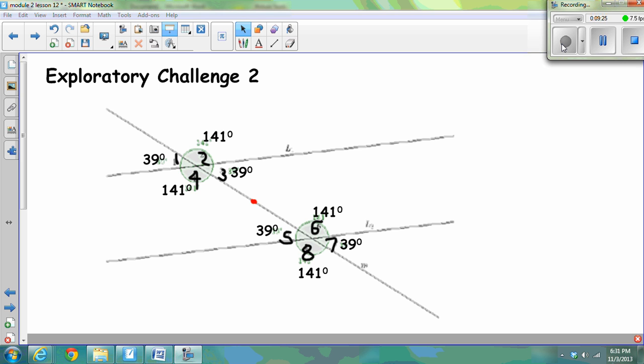So let's discuss some things that you should have observed while you were working on this. We're going to discuss what you observed when you measured and compared the angles in this challenge. And what we're going to do is make some informal arguments to prove some of the things you noticed. So each time you answer why or how do you know or explain, you are making an informal argument. So keep that in mind.